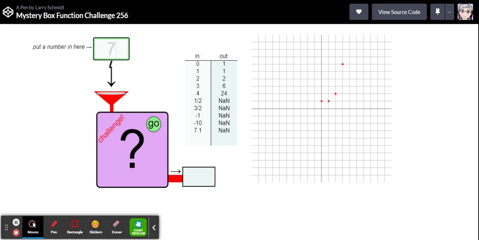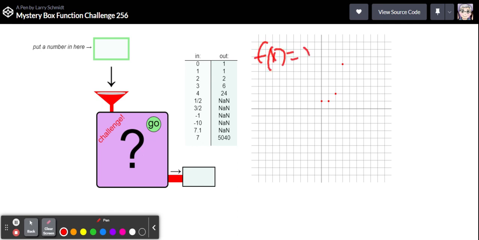But if we put in 7, whoa, 5,040. Oh, okay. Huh. Well, I think I've actually got it because I happen to recognize a couple of these numbers. So let me show you what this is about. I think this is f of x equals the factorial of x.